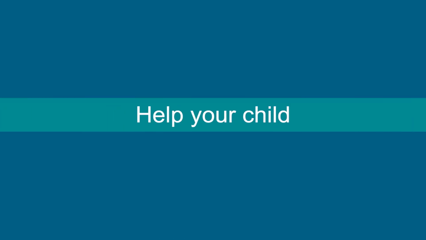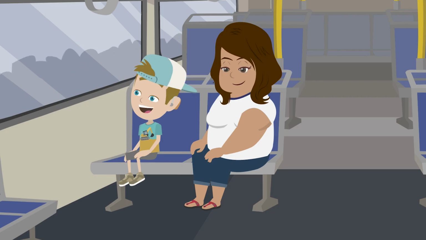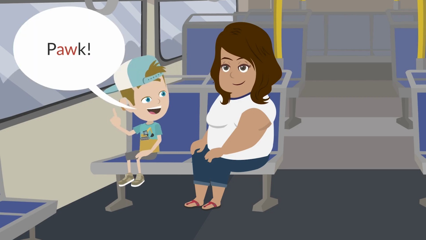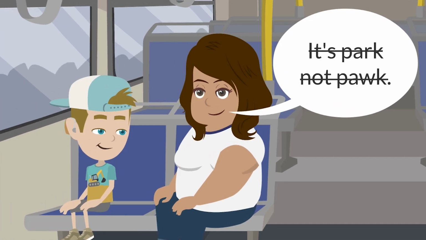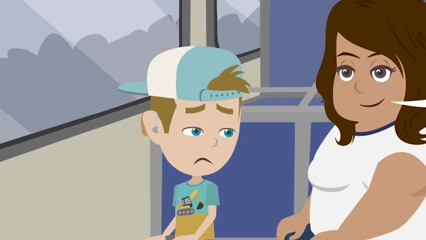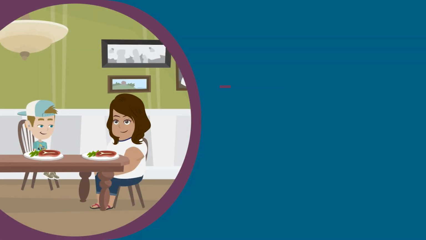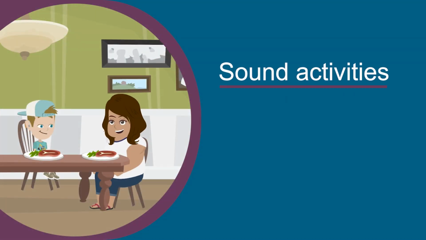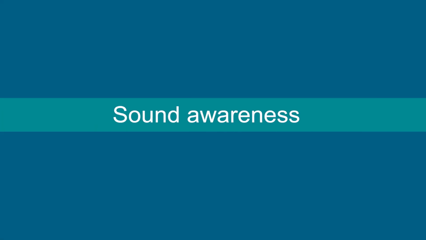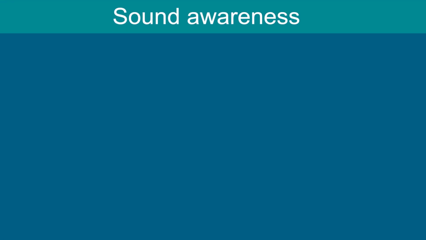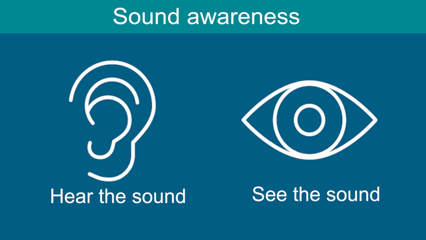Now, let's talk about how to help with the R sound. As you start to focus on the sound with your child, try to do it in a fun way. When they make a mistake, don't correct them. This can make them feel bad about talking. Help your child learn the R sound by using sound activities. A sound activity is a short time when you highlight the sound for your child. The goal is to create sound awareness. You create sound awareness by helping your child hear the sound and see the sound.